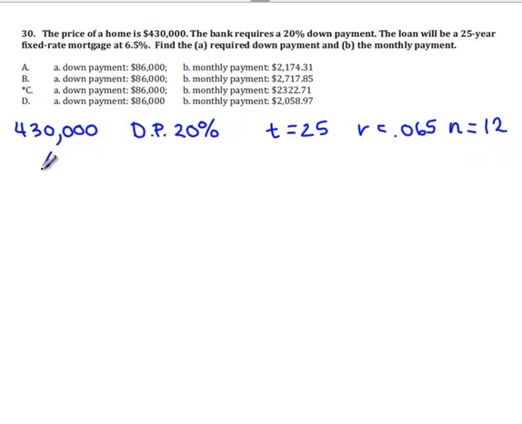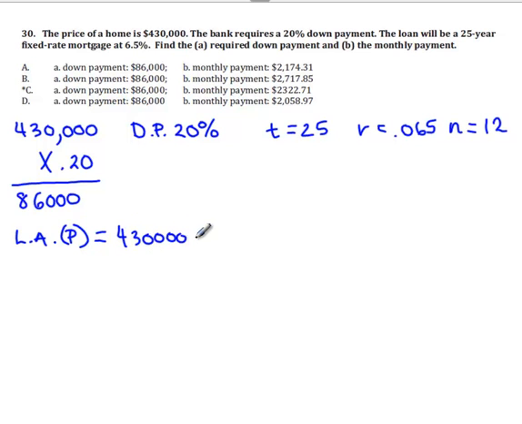The first thing we need to do is find that down payment. So multiply this times 0.20. We'll get $86,000, which means the loan amount, which is going to end up being our P in our formula, is going to be $430,000 subtract $86,000.